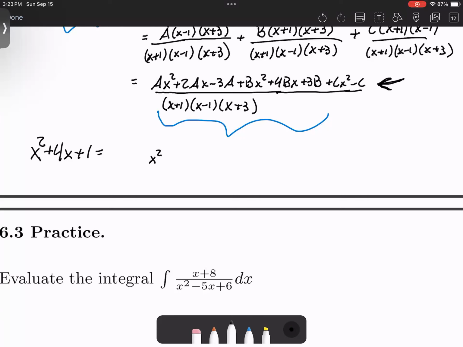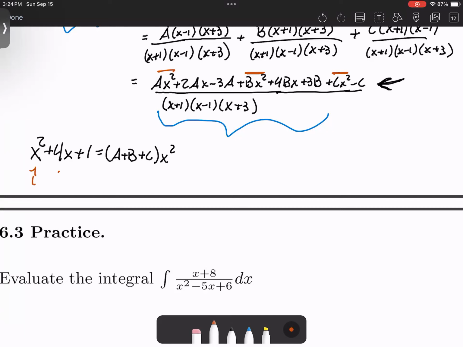We've got this ax squared. We also have this bx squared. And also this cx squared. So I'm going to need a little bit more space. I've got a plus b plus c x squareds.